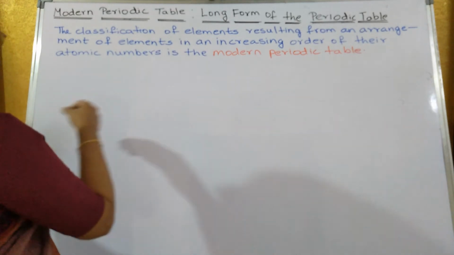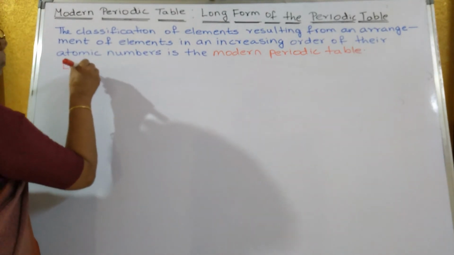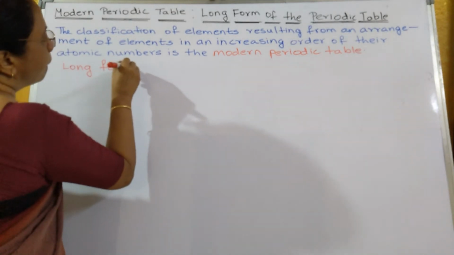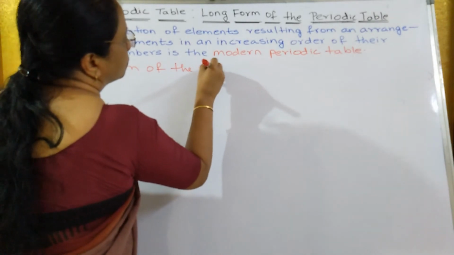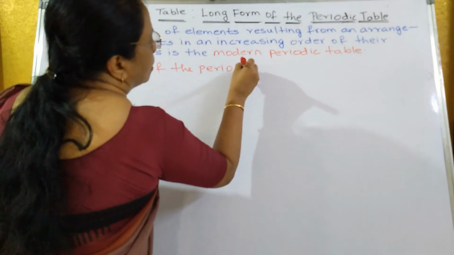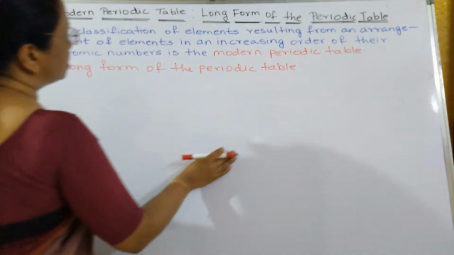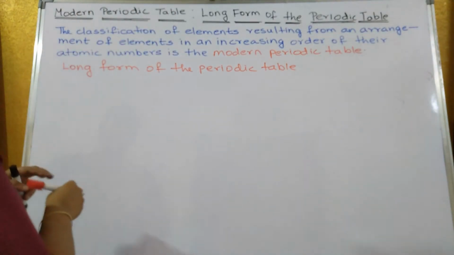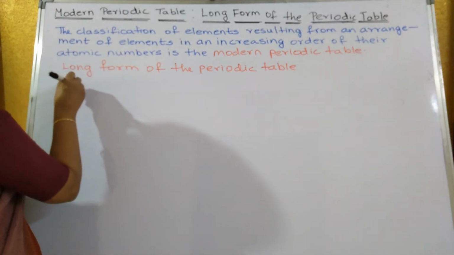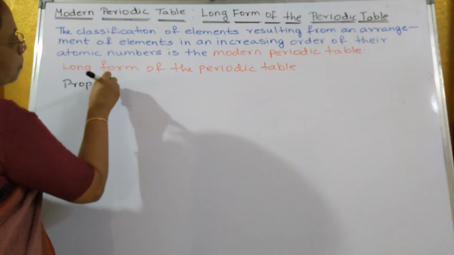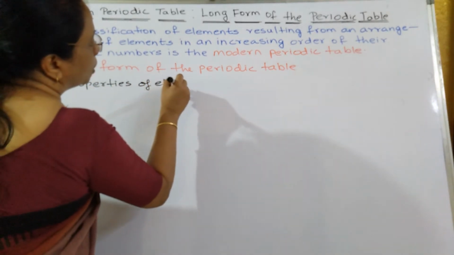The modern periodic table is also known as long form of the periodic table. Now in the modern periodic table, when the elements are arranged in increasing order of atomic number, the properties of elements can be predicted accurately.